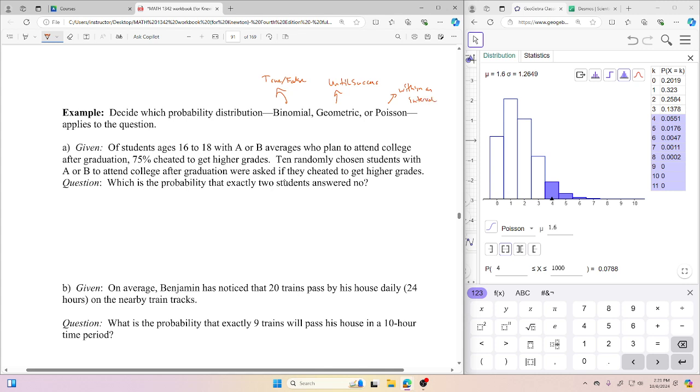So students of 16 to 18, A's and B's, 75% cheated? What? I'm looking at you guys. You got that smart, bro. It's okay. They can't see you, okay? They only know you're a male. Okay, woo! So, 10 randomly chosen students with A or B averages who plan to attend college were asked if they cheated. Of course they're going to say no. What a biased question, right? What's the probability of exactly 2 that answered no?